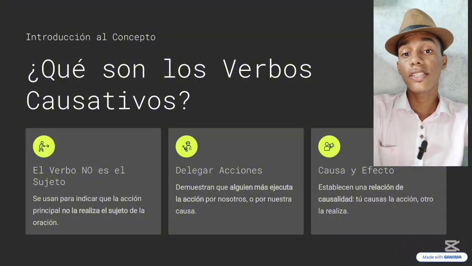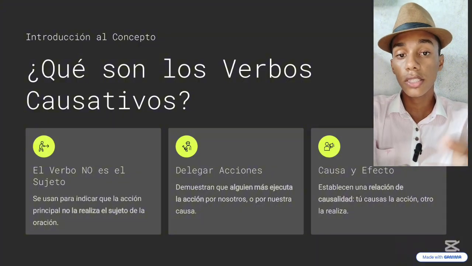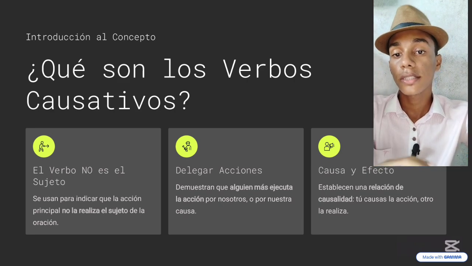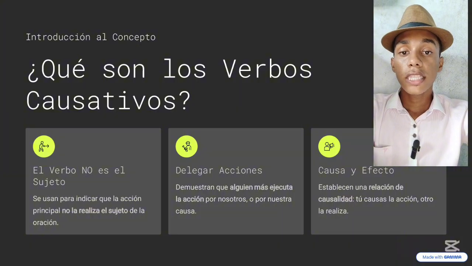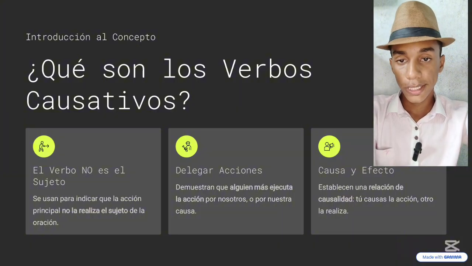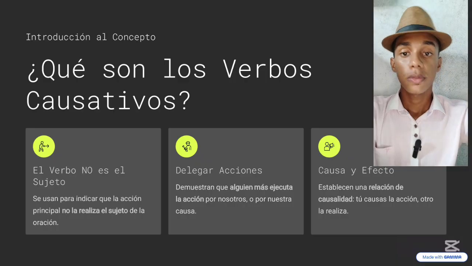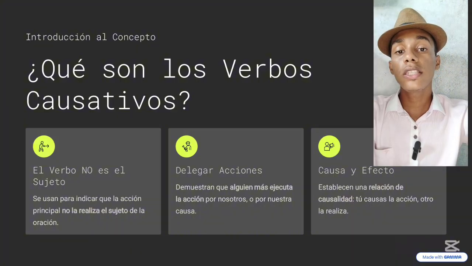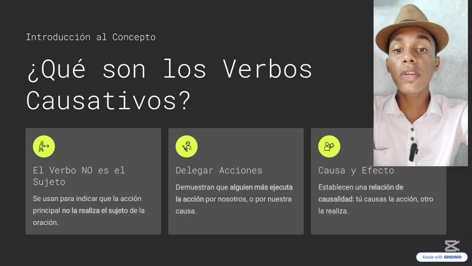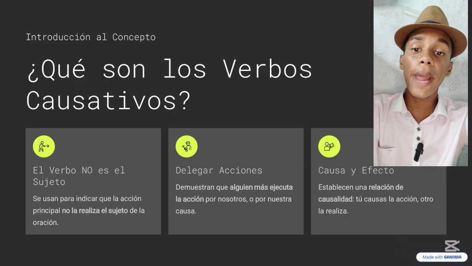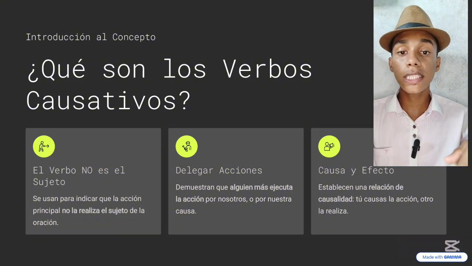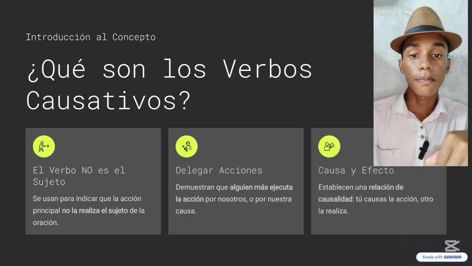Causative verbs essentially demonstrate that someone else executes the action for us, or because we arranged it, they establish a clear cause and effect relationship. You, the subject, cause the action, but another person performs the service. This structure is essential when we talk about delegating actions or paying for a professional service, making your English more precise when describing these arrangements.